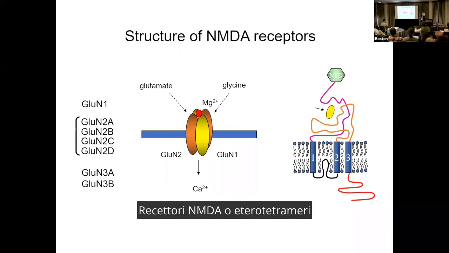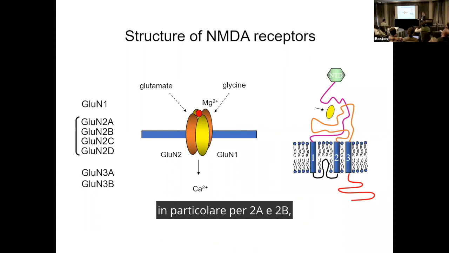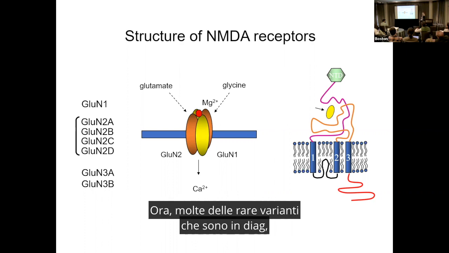NMDA receptors are heterotetramers. Each of the subunits has a topology. In particular for 2A and 2B, the C-terminal domains are big, like 600 amino acids, and we focused our attention on this for many years. Now, a lot of the rare variants in patients with GRIN disorders affect channel properties. This area is more likely to affect trafficking. The C-termini we know are important. There's no debate about that, I don't think.